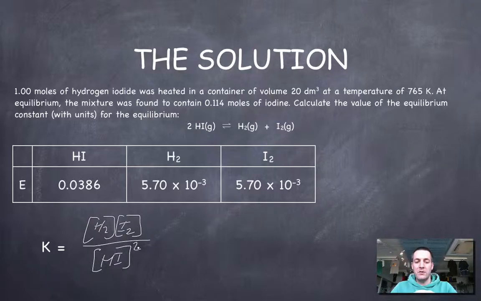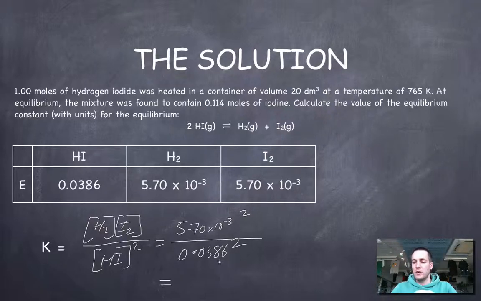And now that I've found all these concentrations, it's simply a matter of plugging them in. So this will be 5.70 times 10 to the minus 3, and that's going to be squared. And then we're going to divide that by 0.0386 squared. And if you do that on your calculator, I'm not going to do it in my head certainly, so I've done it on my calculator, and I found that that equals 0.0218.